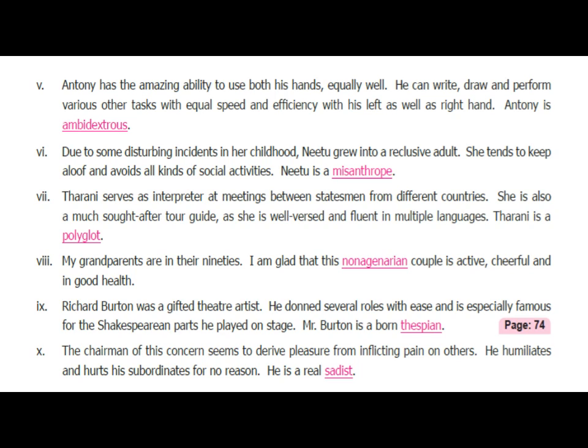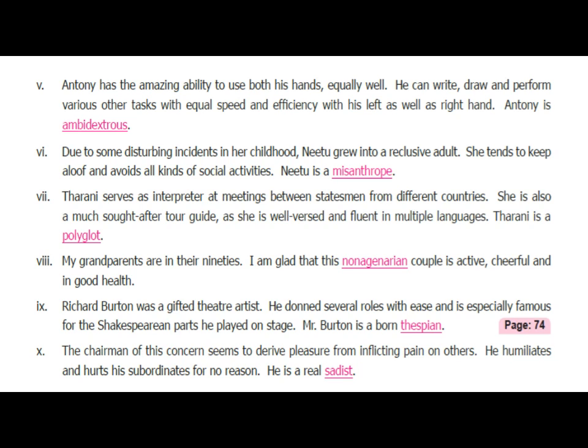Dharani serves as interpreter at meetings between statesmen from different countries. She is also a much sought after tour guide as she is well versed and fluent in multiple languages. So Dharani is a polyglot. My grandparents are in their 90s. I am glad that this nonagenarian couple is active, cheerful and in good health.